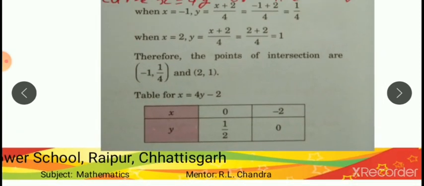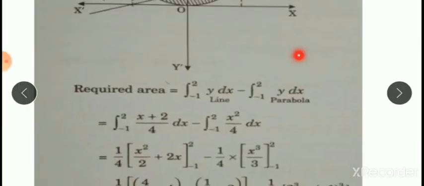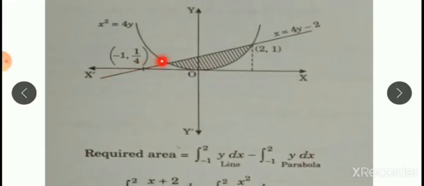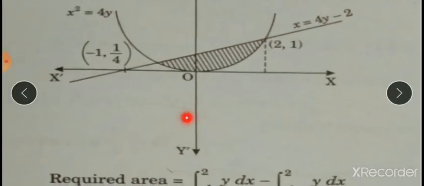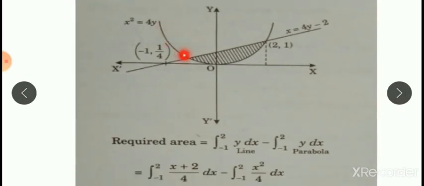Now see table for x equal to 4y minus 2. You know that this is an equation of a line. To find the line, put any value of x. I have x is equal to 0 and x equal to minus 2. Then correspondingly we are getting the value of y. See, this is the equation of line. This is the equation of parabola.